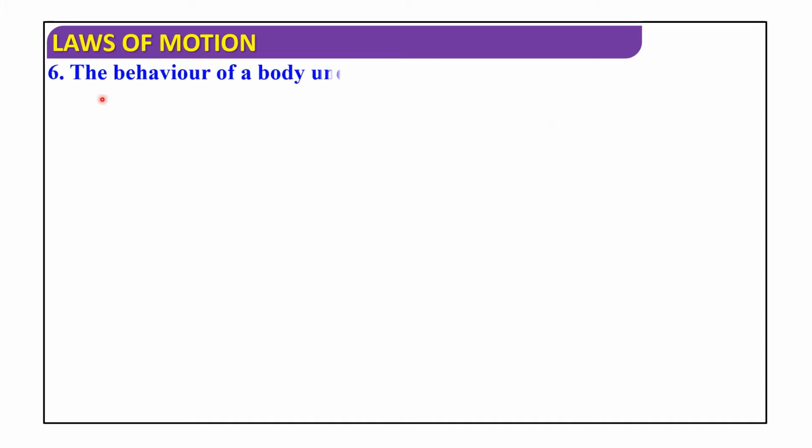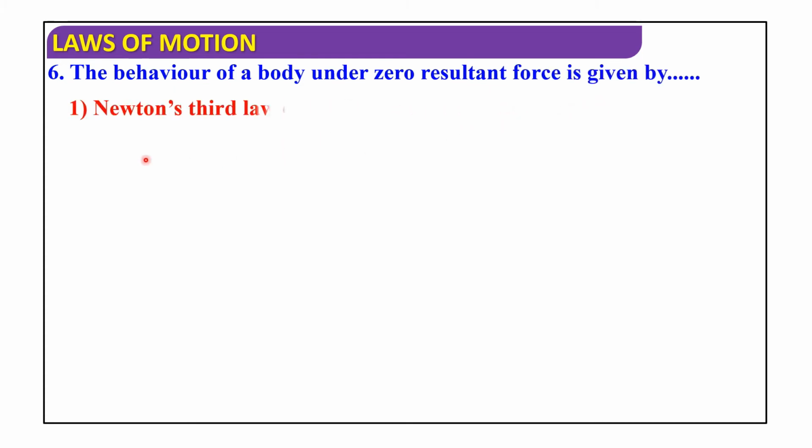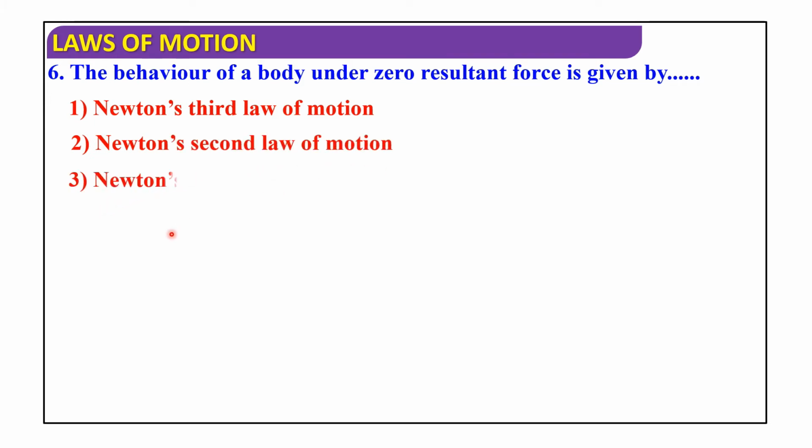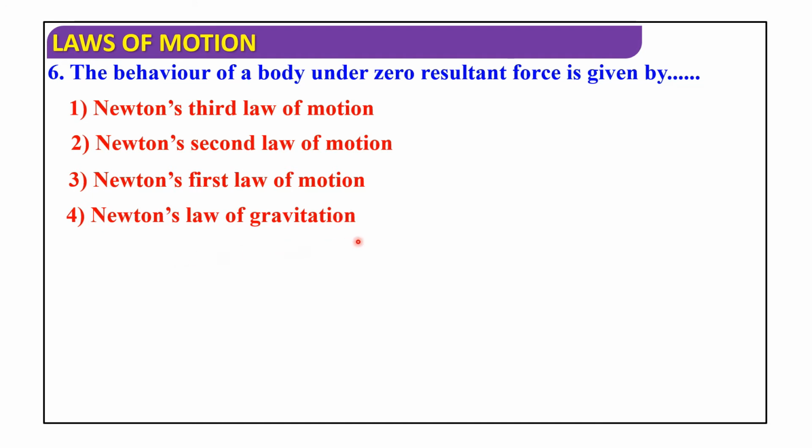Next, the behavior of a body under zero resultant force is given by Newton's third law of motion, Newton's second law of motion, Newton's first law of motion, Newton's law of gravitation. Here, the behavior of a body under zero resultant force is given by Newton's first law of motion.